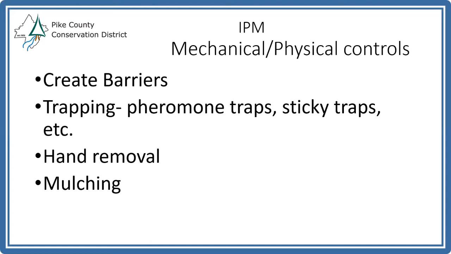Trapping: pheromone traps, sticky traps. A good example that people may know of are those Japanese beetle traps. If you use them, you should put them away from your garden to bring them away from your property rather than where your vegetables and other plants are. So they work very well. There are different pheromone traps for different insects, so you could look into what your problem is and see if there's one available.